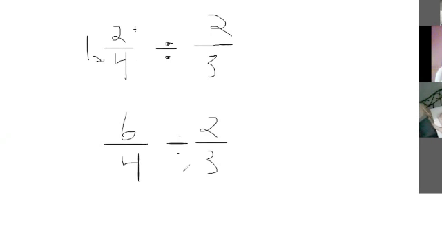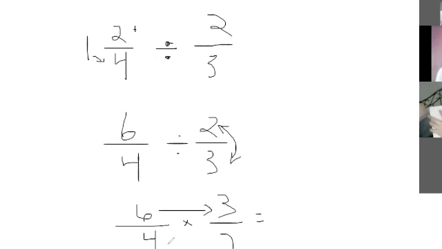Now what you do in this case is when you're dividing two fractions, you get the reciprocal of the second one. So all we do is, now this is going to be 6 over 4 times 3 over 2. And then all we do is multiply across. So now all you have to do is 6 times 3 and 4 times 2. So 6 times 3, 18. And then 4 times 2, 8.